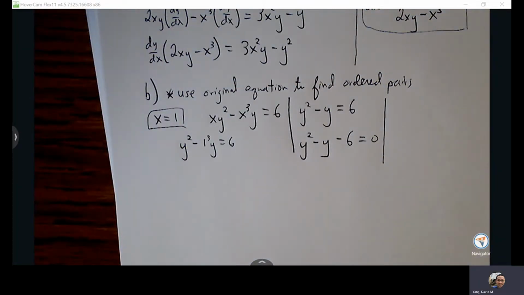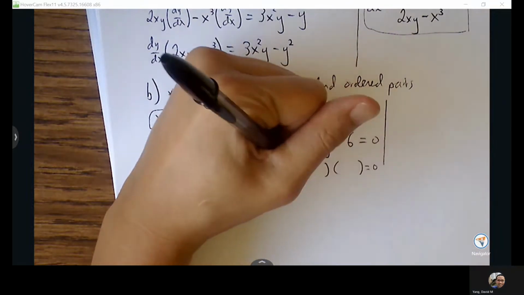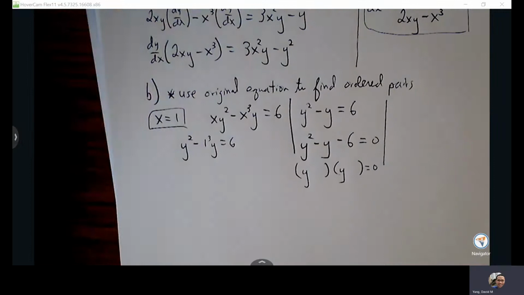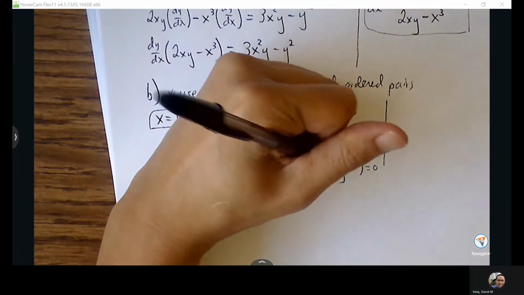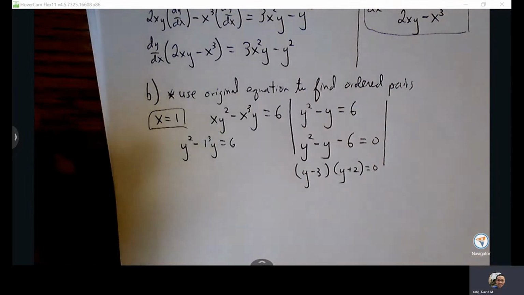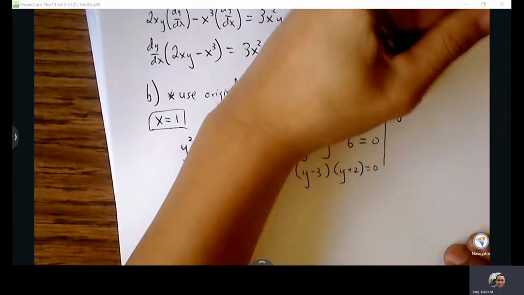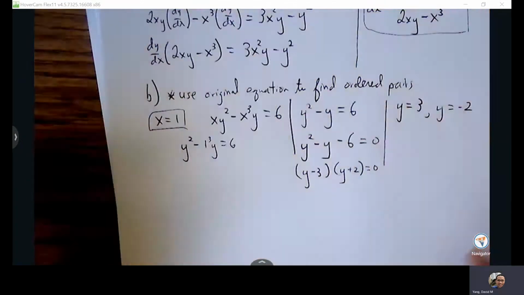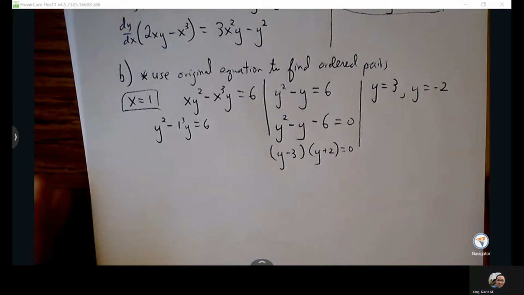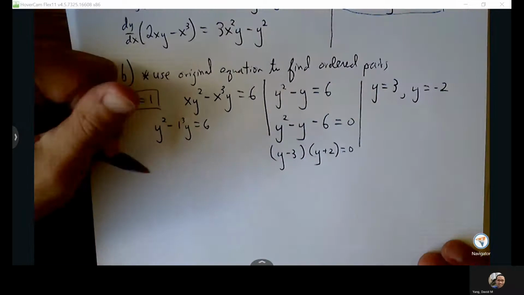So it looks like this is a quadratic, right? We have two solutions here. Multiplies to be -6, adds up to be -1. Y equals what? 3. So can you tell me what are the ordered pairs that they want us to identify for part B? Good.